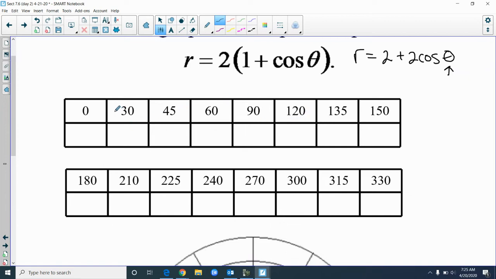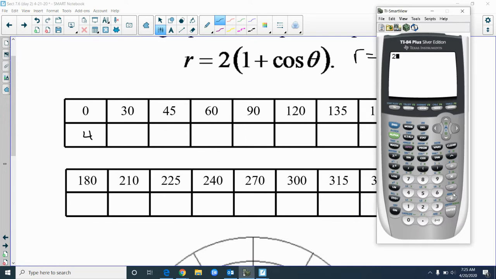Sometimes it doesn't hurt to get a mental picture of what the cosine of 0 degrees is. Hopefully you remember cosine of 0 is the x-coordinate, which is going to be 1. So 2 times 1 is 2, plus 2 should be 4. So 2 plus 2 cosine of 0 degrees equals 4. We're going to go ahead and just round anything to the nearest tenth. We're not going to do exact values. We're just going to plug them into the calculator.